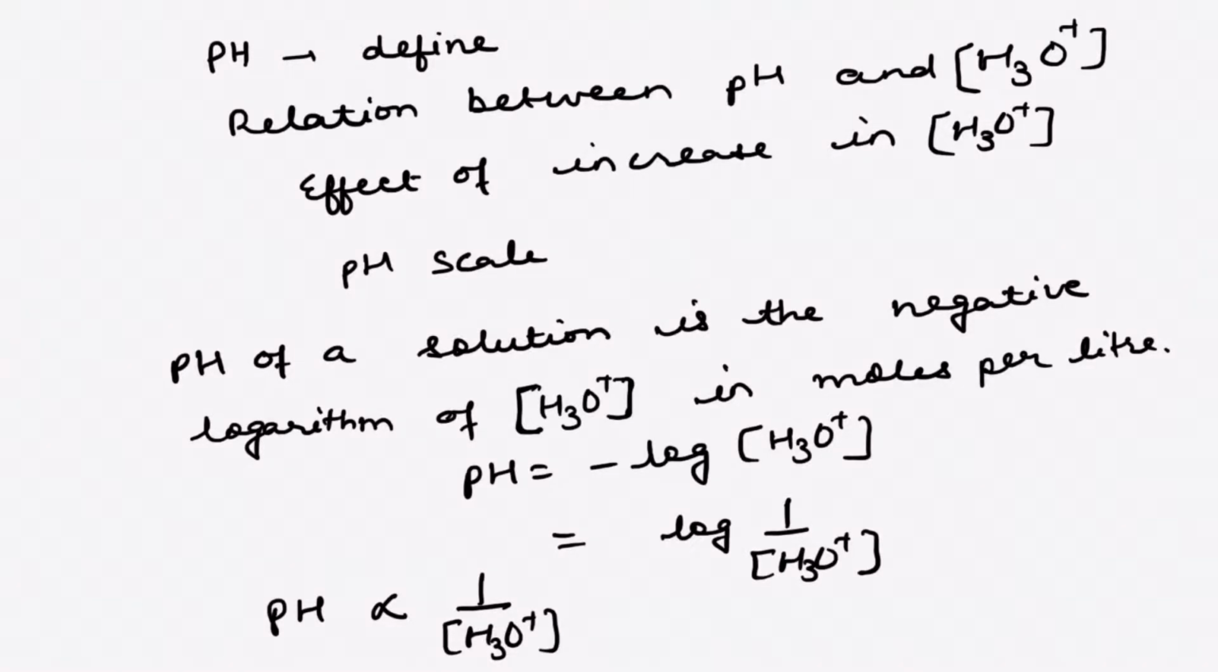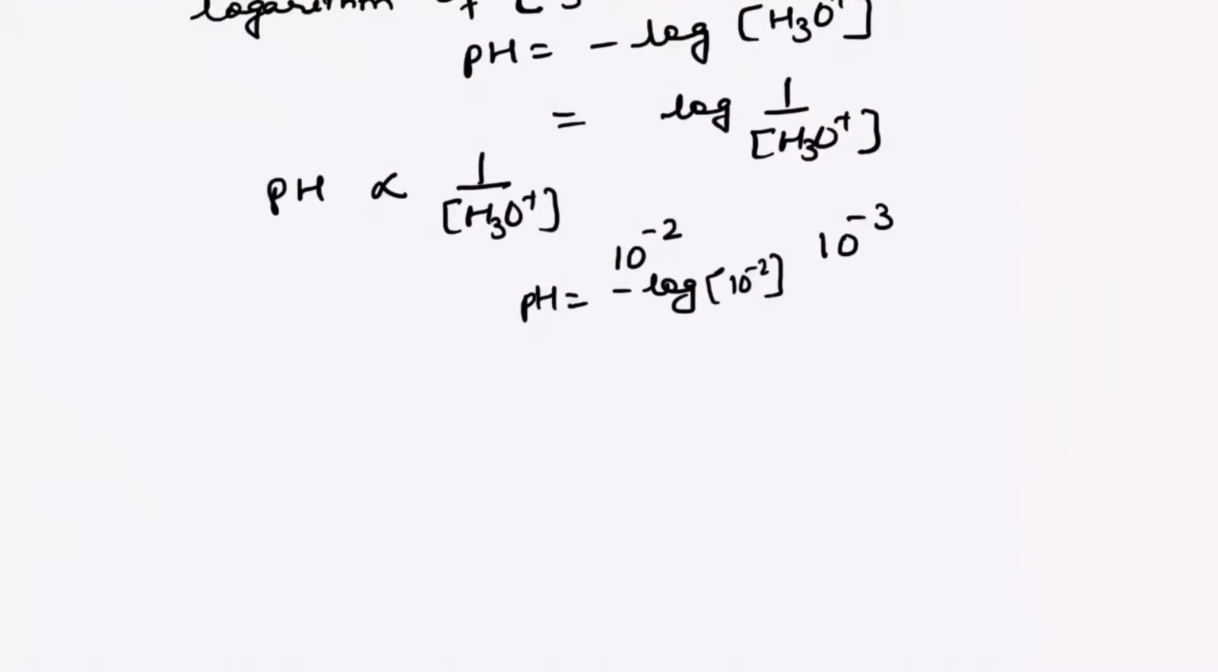Now suppose there are two solutions, one having hydronium ion concentration 10 raised to power minus 2 and another having 10 raised to power minus 3. Now if you find out pH for this, pH is minus log 10 raised to power minus 2 for this one, right? So whenever we solve for powers, the power comes in front and log 10 is 1. So it becomes 2 here. Similarly, when you solve this, it will come out to be 3.